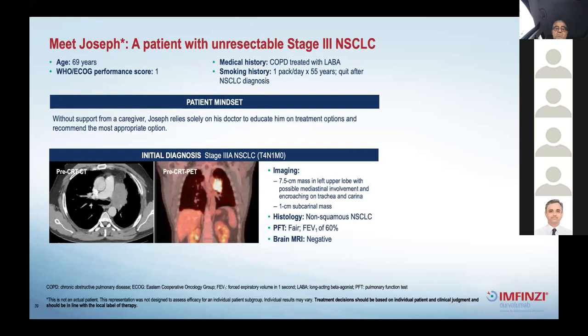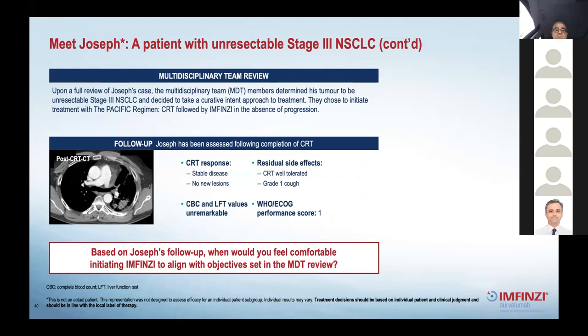So after a discussion in the multidisciplinary team, upon a full review of Joseph's case, the multidisciplinary team members determined his tumor to be unresectable stage 3 non-small cell lung cancer and decided to take a curative intent approach to treatment. They chose to initiate treatment with the specific regimen, chemoradiation therapy followed by Imfinzi in case we don't have any progression. The follow-up of Joseph has been assessed following completion of chemoradiation therapy.